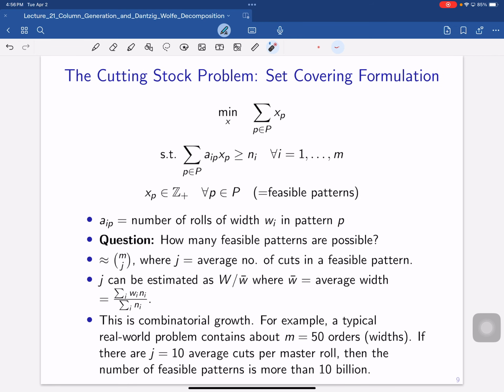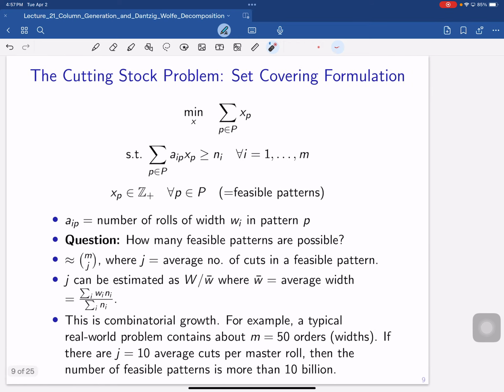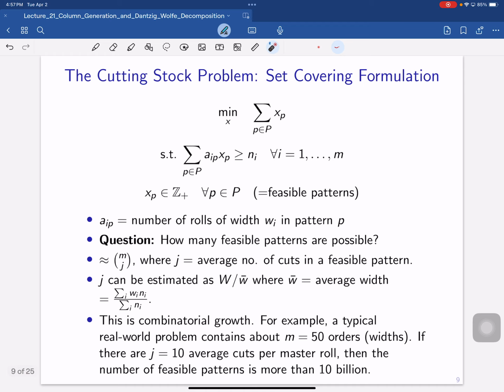But we have a new problem to solve, right? The number of patterns has a combinatorial growth. You are not going to have all the patterns in this particular formulation. So how do we solve this problem? That is the motivation of the column generation algorithm. Right? No questions? No.